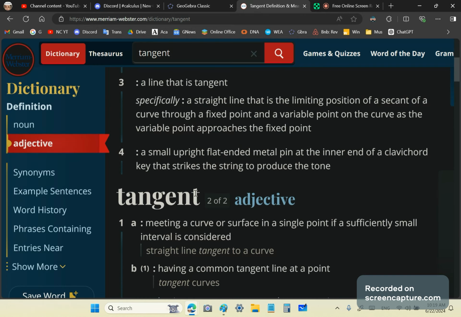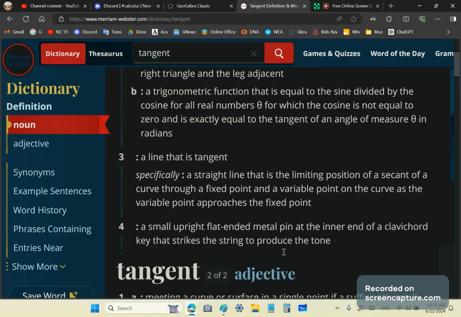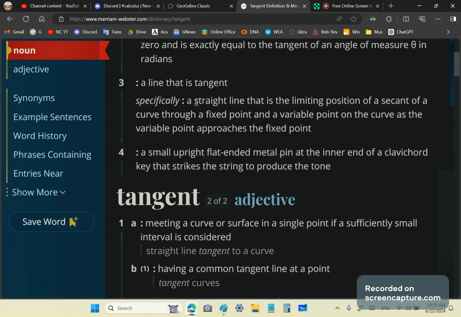And it's wrong. So later on, Merriam-Webster added this. A tangent line is a straight line that is the limiting position of a secant of a curve through a fixed point and a variable point on the curve as a variable point approaches the fixed point, but never reaches it. So now what you have is a limit, the limiting value, which is not defined at the point of tangency. In other words, what are you talking about? You're stripping the tangent of its main characteristic. That is, it touches at a particular point.